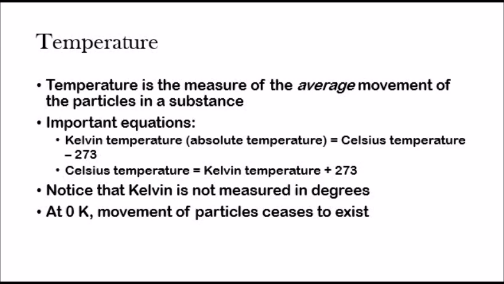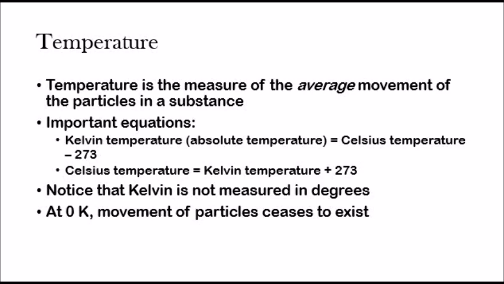An important thing to know is that Kelvin is not measured in degrees. Let's say we're talking about the weather outside, or room temperature. Room temperature is typically 25 degrees Celsius. That degree is the little tiny circle next to the C. However, when we're talking about Kelvin temperature, we don't say degrees Kelvin, we just say Kelvin.